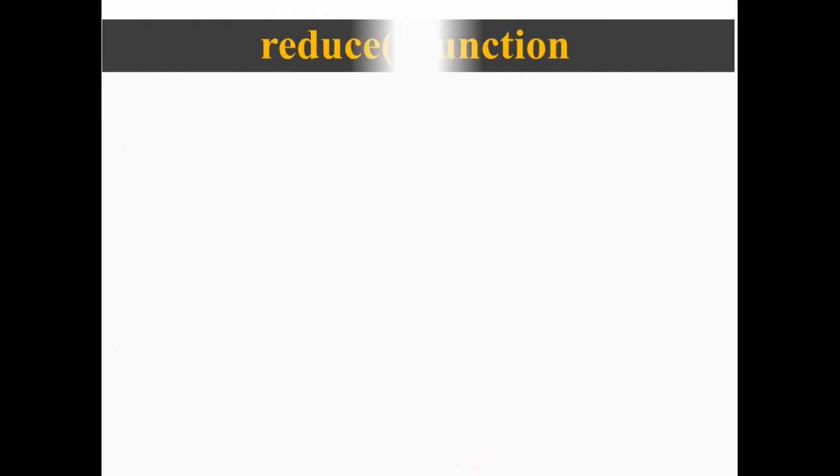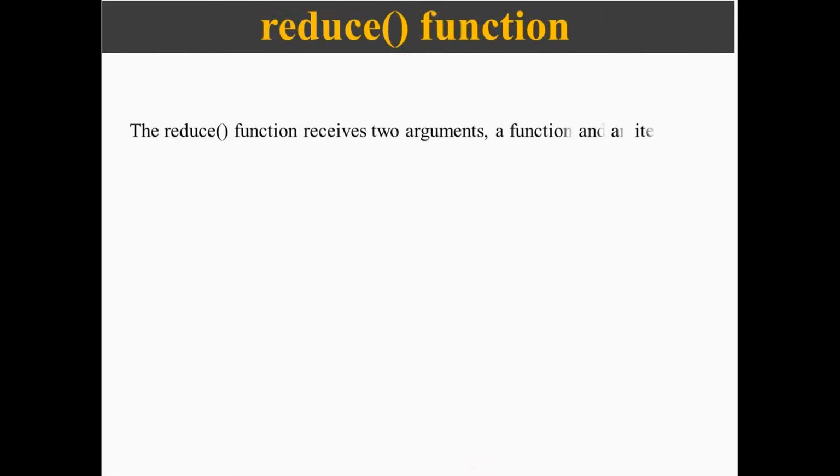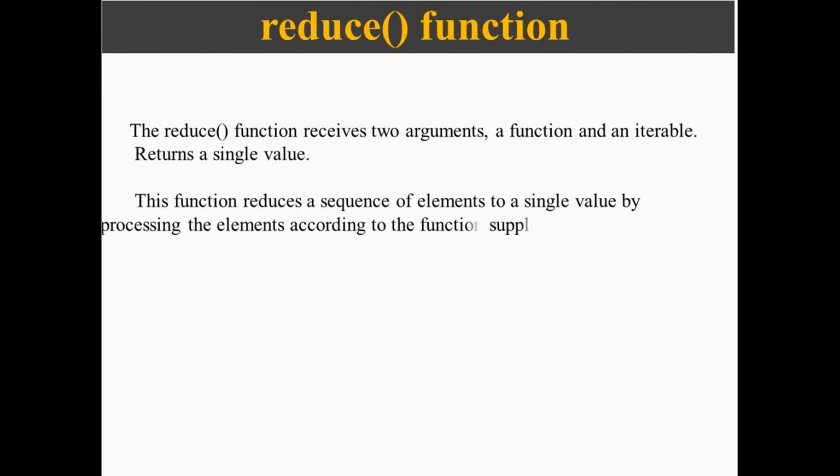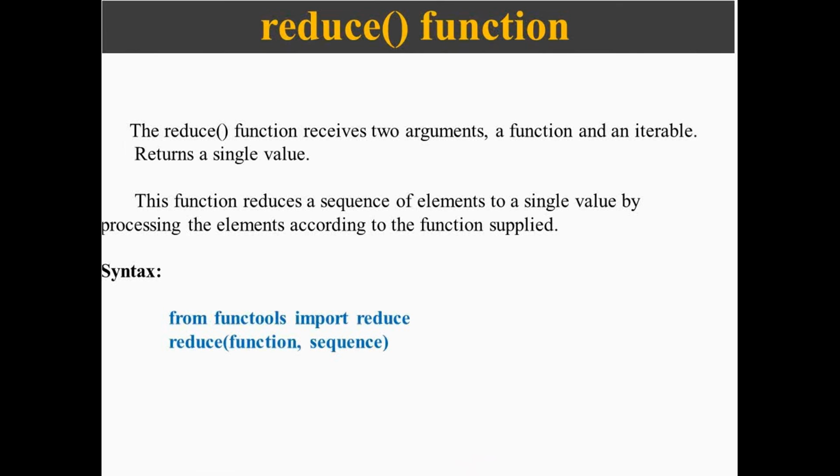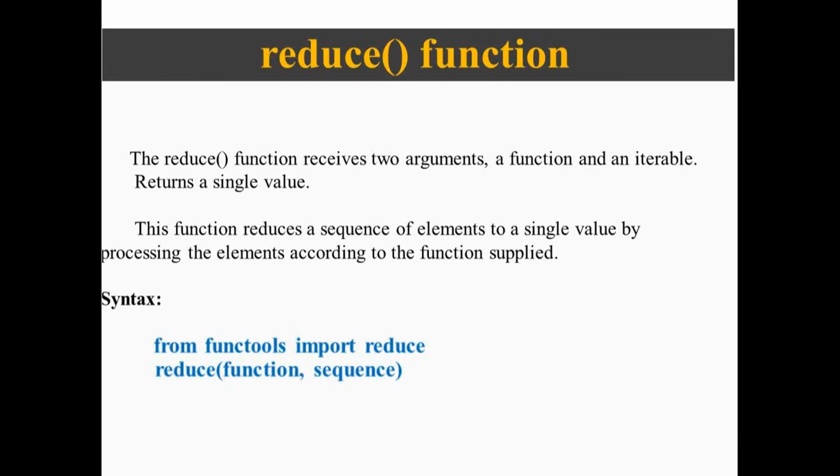And the last category is the reduce function. As the name implies, it is going to reduce a sequence to a single value, which is different from the map and filter functions. Map and filter return a list of values, whereas reduce is going to return only a single value based on the function. It takes 2 arguments. In Python 3, we have to include from functools import reduce and call the reduce function using the 2 arguments, function, comma, sequence, which in turn will return only a single value. We'll see how this works.